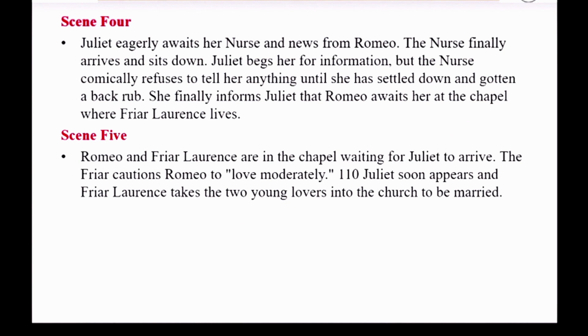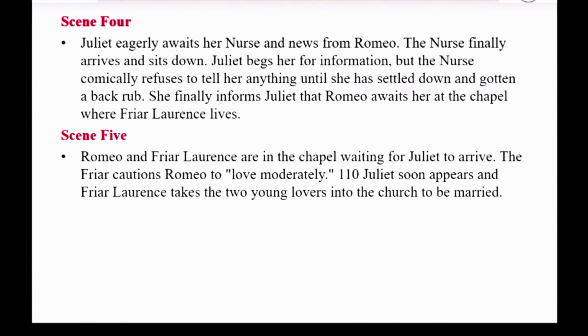Now in scene 4, Juliet eagerly awaits her nurse and news from Romeo. The nurse finally arrives and sits down. Juliet begs her for information, but the nurse comically refuses to tell her anything until she has settled down and gotten a back rub. She finally informs Juliet that Romeo awaits her at the chapel where Friar Lawrence lives.